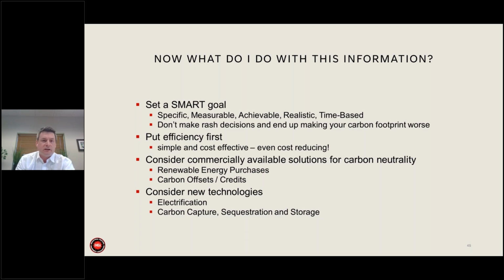You can also consider other commercially available solutions for carbon neutrality: purchasing carbon offsets, purchasing renewable energy. Those are all good ways of doing it. And then considering new technologies. So we're going to talk about all these things in a couple slides to show you things you can do.